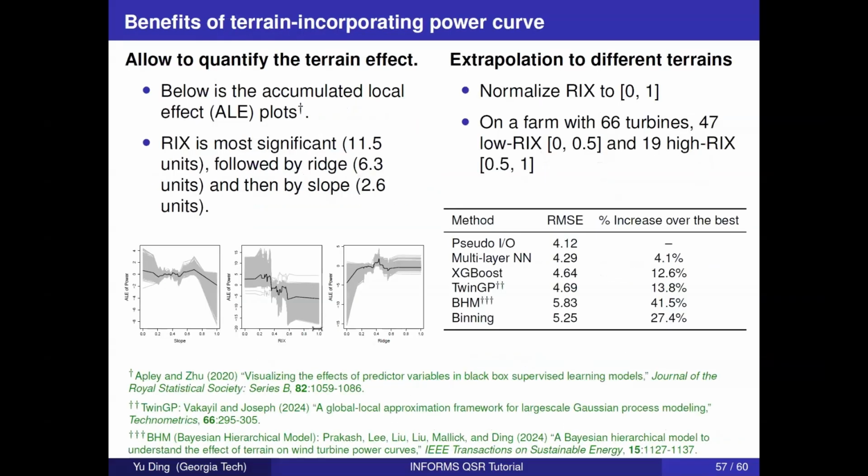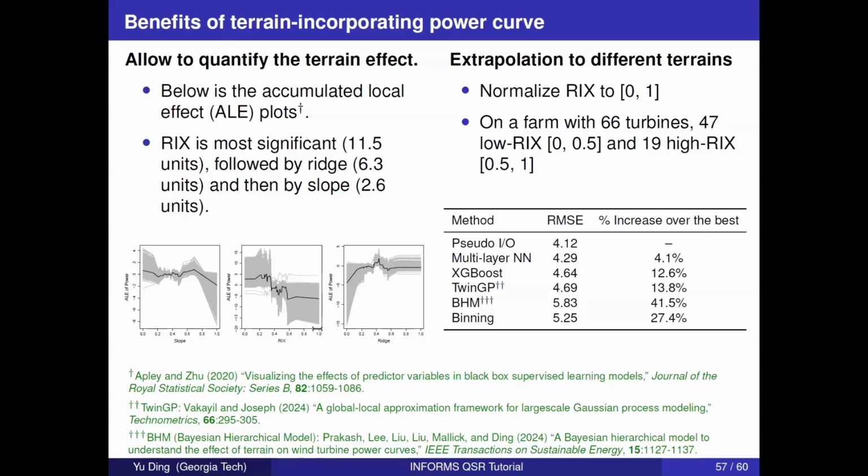Okay. With this kind of model, it really allows us to quantify the terrain effect from this kind of data-driven method directly from the data from the turbine operation, right? So here, it turns out the Rx is very significant, followed by the ridge, and then the slope is not so significant.